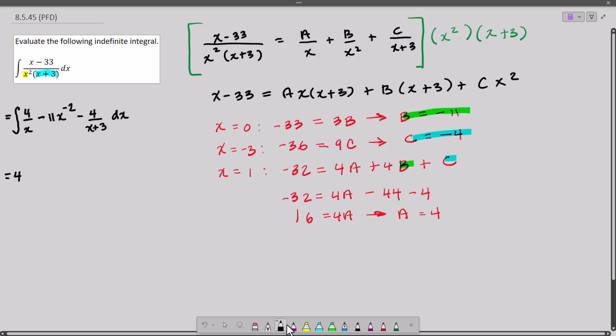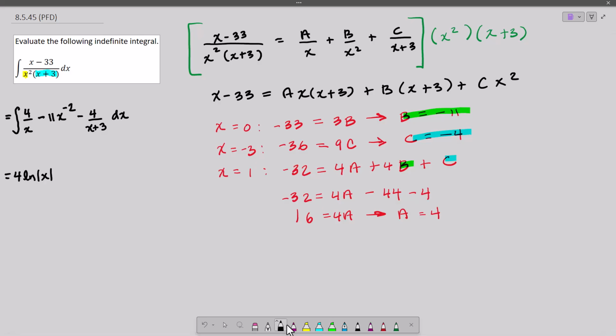So this will integrate to 4 natural log absolute value of x. And then here we add 1 to the exponent, getting negative 1. We're going to divide by that negative 1, giving us positive 11. And then x to the negative 1 puts an x in the denominator. And then minus 4 natural log absolute value of x plus 3. And then our constant of integration. And there we go. We see that breaking that complicated denominator into partial fractions makes it a lot easier to integrate.